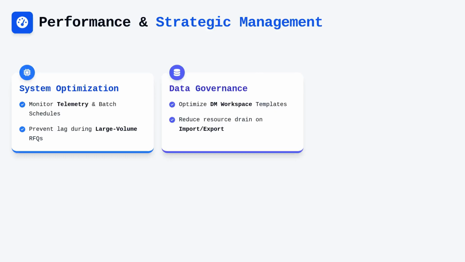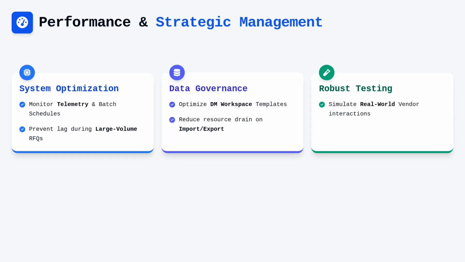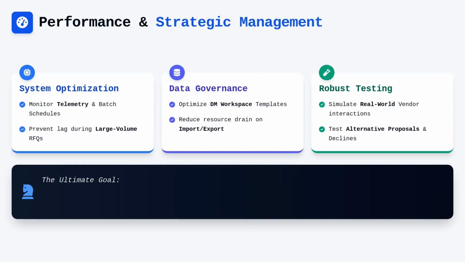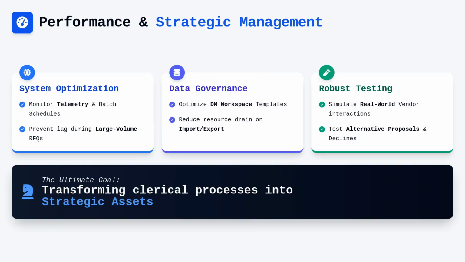Functional consultants should prioritize building robust testing scripts that simulate real-world vendor interactions, including scenarios where vendors decline particular lines or propose alternate products. By focusing on these architectural constraints and logical flows, you ensure that the procurement function remains not just a clerical process, but a strategic asset that supports the overall supply chain efficiency of the organization.